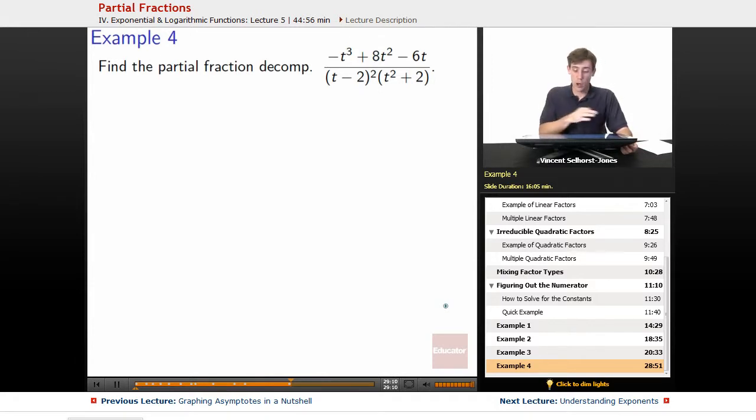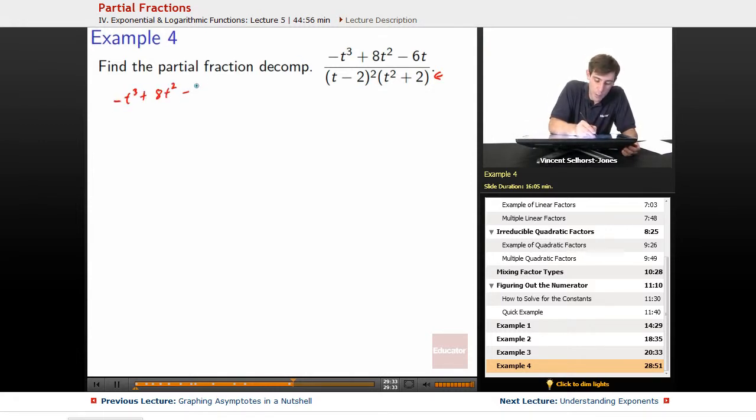get. All right, so happily they already factored it for us, and we've got t minus 2 squared, t squared plus 2, so this is degree 2, this is also degree 2, so that combines to degree 4 on the bottom, degree 3 on the top, so we're proper, our bottom's already factored, we just need to actually work through the decomposition now. So we've got negative t cubed plus 8t squared minus 6t over t minus 2 squared, t squared plus 2. So how does that decompose?